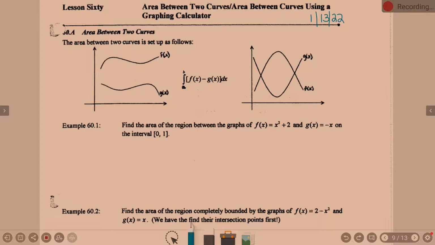And if we're finding the area between two curves, you've got a couple of diagrams here. Notice on this left diagram, you've got f of x up top, g of x down below. And so this would be saying the integral from a to b of f of x minus g of x dx. Or what you heard me say, it's upper minus lower. You're integrating the upper curve minus the lower curve.